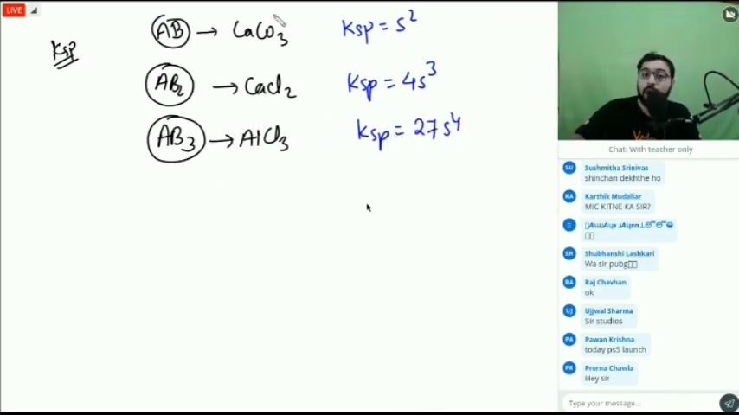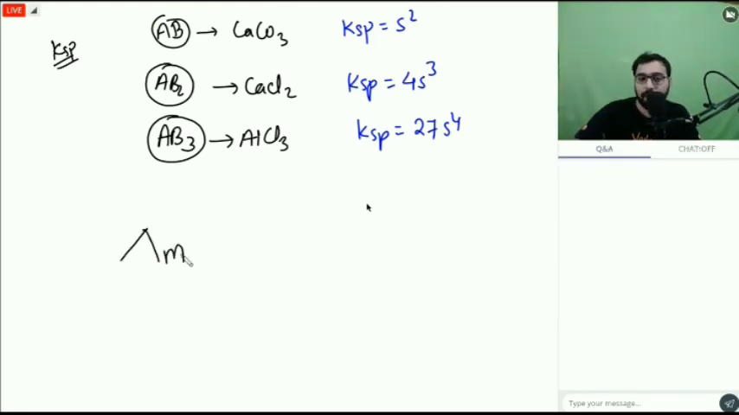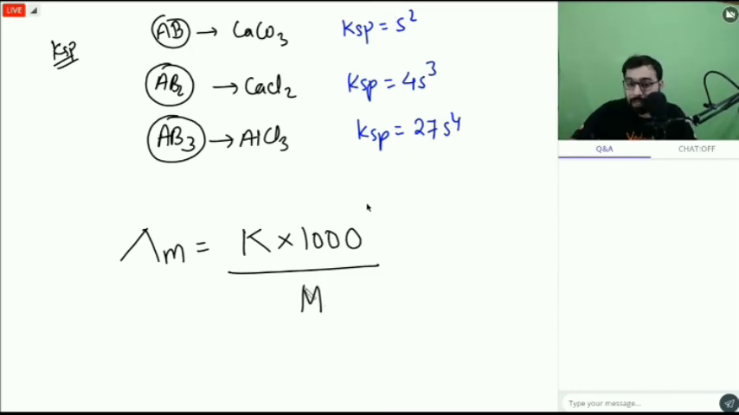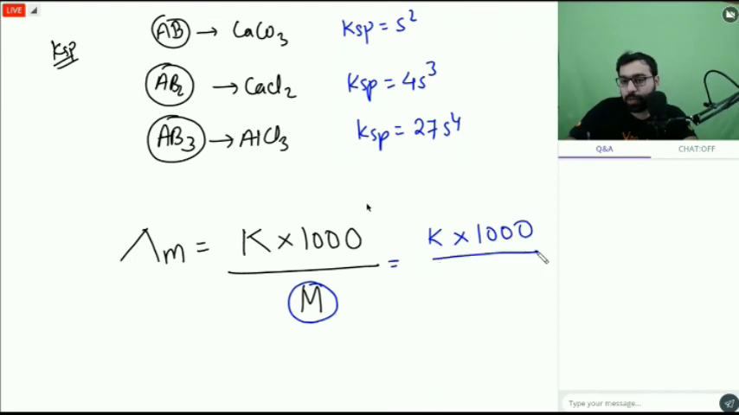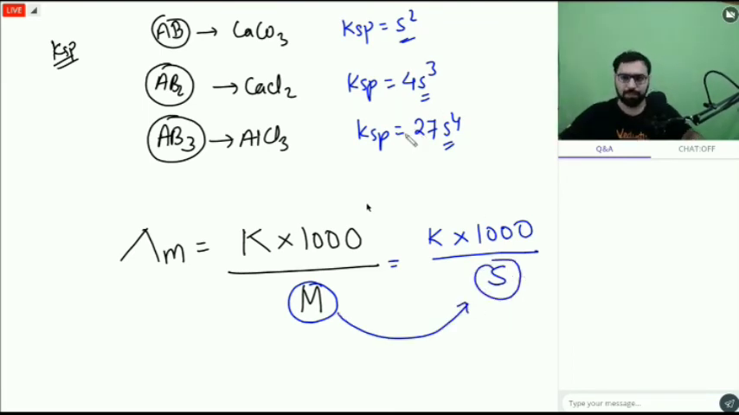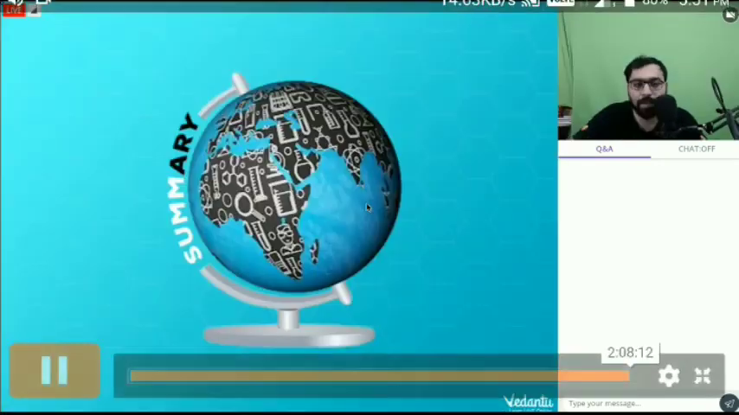Now, how to convert the formula for molar conductivity into KSP? Remember, molar conductivity is kappa into 1000 upon molarity. In place of this molarity, you can put solubility S. So the formula changes to kappa into 1000 by solubility. You just have to substitute solubilities and the answer is there. So in place of molarity, substitute solubility and the new formula is with you. And this is what KSP. So this we studied in the previous class.